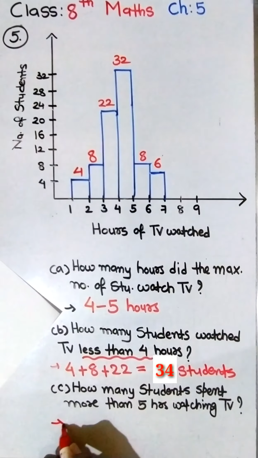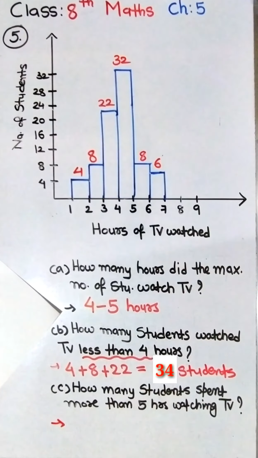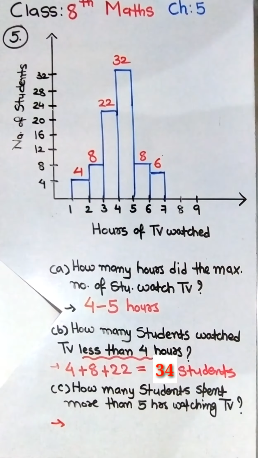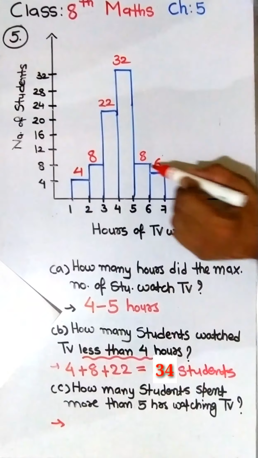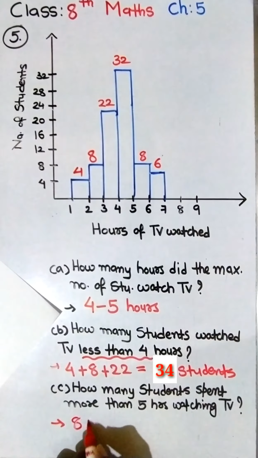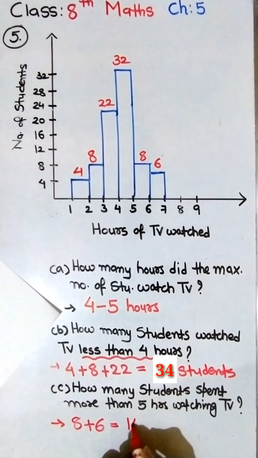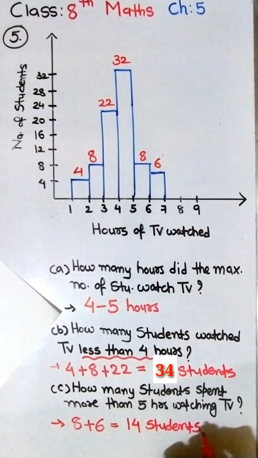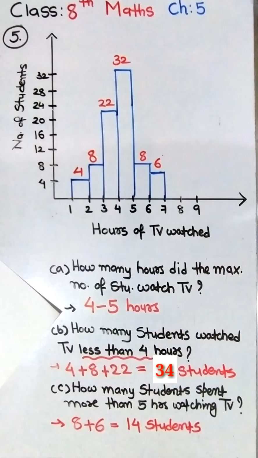Same way we have another question. How many students spent more than 5 hours watching TV? So for more than 5 we have to add, and if you see the graph very properly, more than 5 is 8 and 6. So we will have to add 8 and 6, and that is nothing but 14. So 14 students were there who watched TV more than 5 hours.